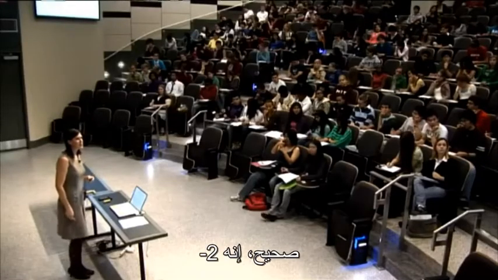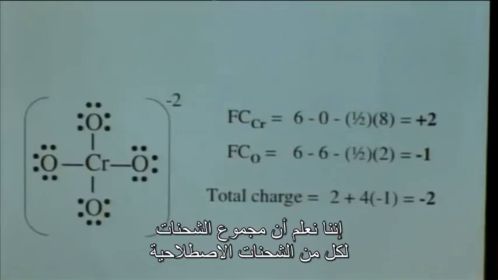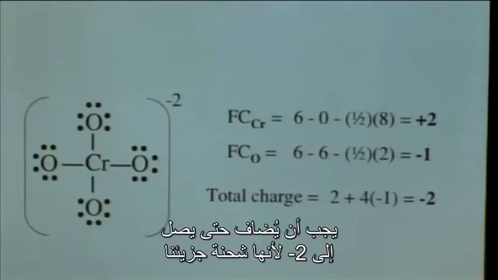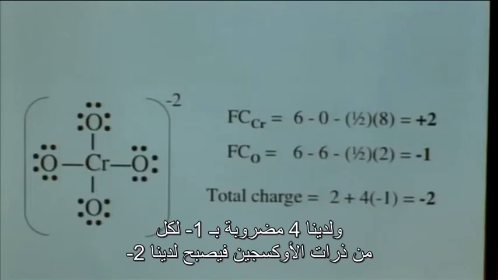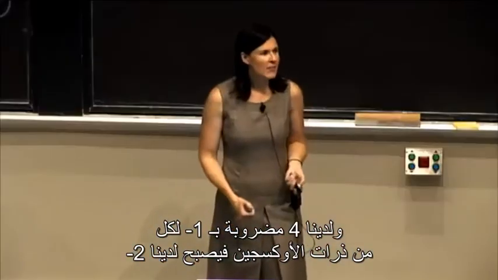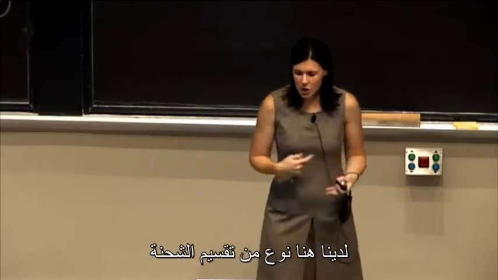Okay, it's -2, that's right. We know that the total charge of each of the formal charges has to add up to -2 because that's the charge in our molecule. We can also just calculate it. The chromium gives us a +2. Then we have 4 times -1 for each of the oxygens. So we have a -2. So we have some charge separation here.